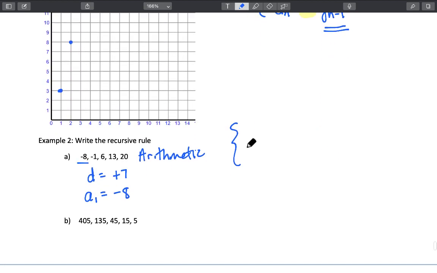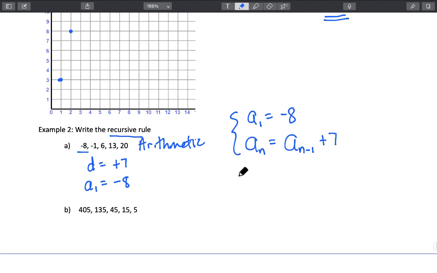And we're going to just fill in that template, which says a sub 1 is equal to negative 8. A sub n, the next term I want to find, can be found by taking the preceding term, a sub n minus 1, and adding 7 to it. There you have it. There's your first recursive rule for an arithmetic sequence.